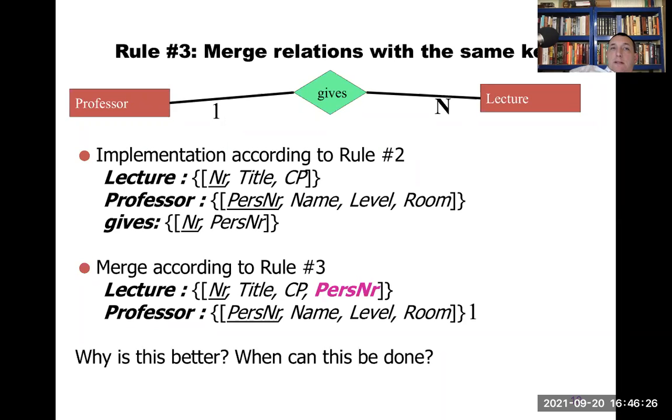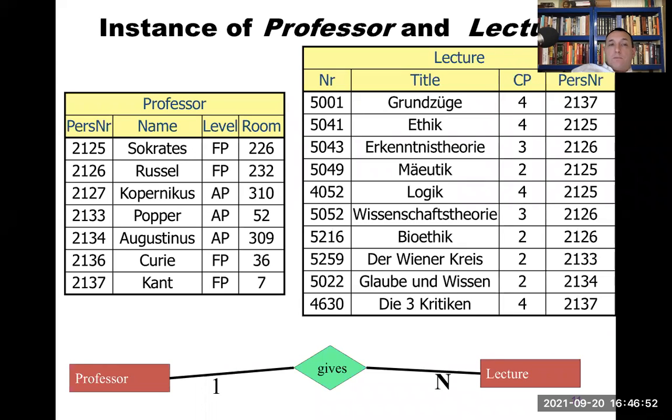And if we can predict such a pattern of use of our system, where lectures will be searched differently by different queries, and professors will be searched by other queries, then it may be beneficial to store them in distinct tables. But in the common case, it's better to merge them.